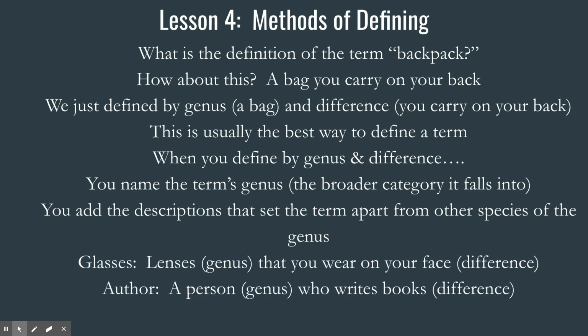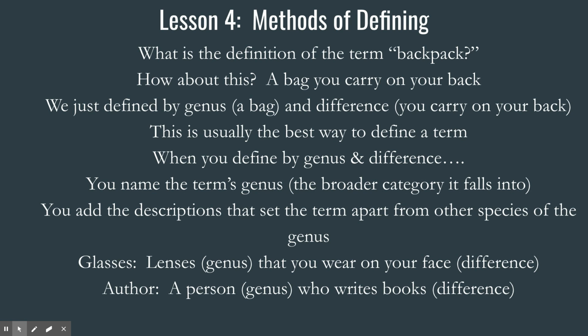So for example, glasses. Well, a great definition of glasses would be lenses, and that's the genus, that you wear on your face, and that's the difference. So think about a telescope. A telescope has a lens. A telescope has to do with seeing things, just like glasses. But what's the big difference? Telescopes don't go on your face. Glasses go on your face.